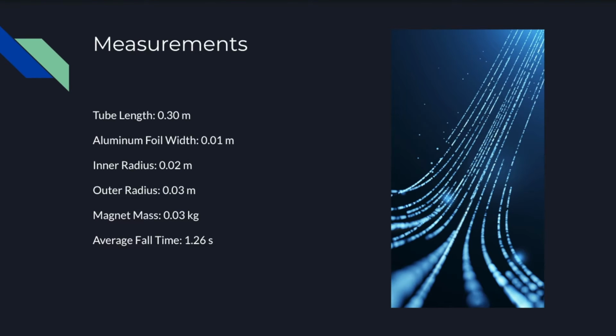Our measurements: we have tube length as 0.30 meters, aluminum foil width 0.01 meters, inner radius 0.02 meters, outer radius 0.03 meters, magnet mass 0.03 kilograms, and our average fall time was 1.26 seconds.